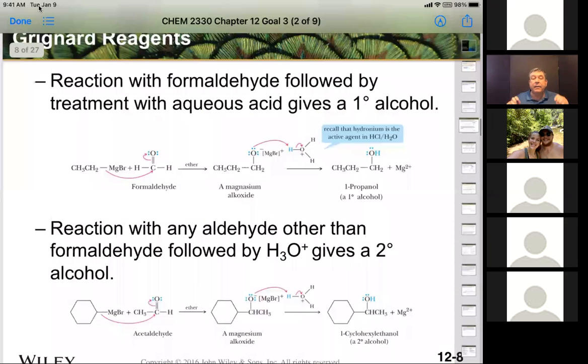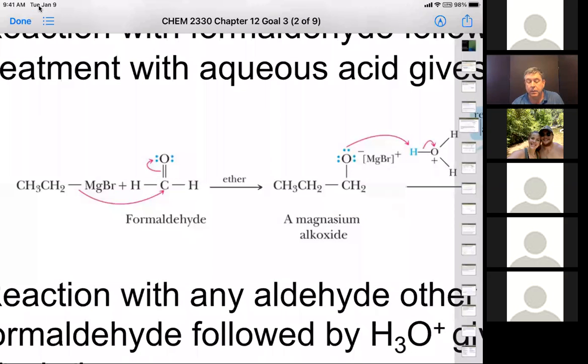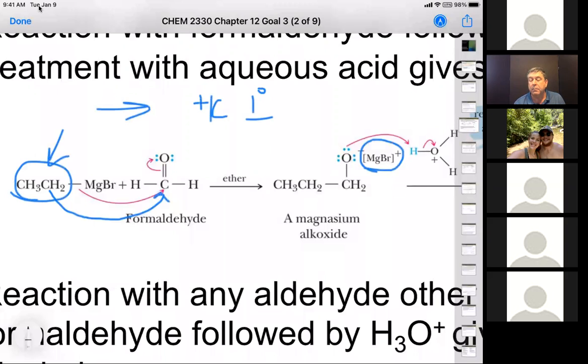So if we take our Grignard reagent and we react it with formaldehyde, that formaldehyde already has two hydrogens on there. We create a new carbon-carbon bond between this anion and this partially positive carbon. And then once we add acid at the end, we end up generating a primary alcohol. So you can take any Grignard reagent and formaldehyde and get a one carbon extension and a primary alcohol. You're going to be adding one carbon and making a primary alcohol. So this is really cool.